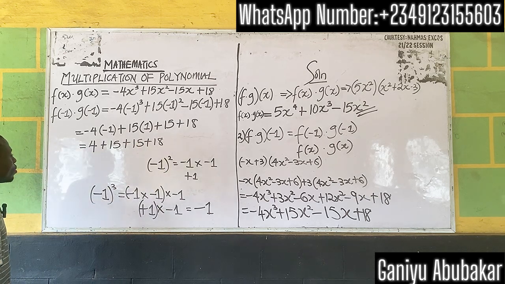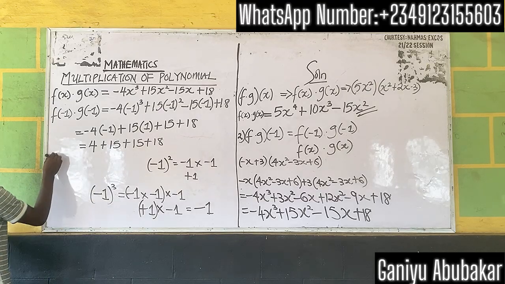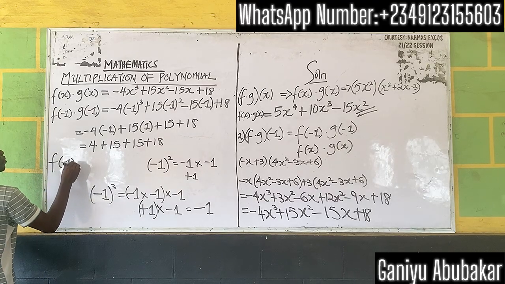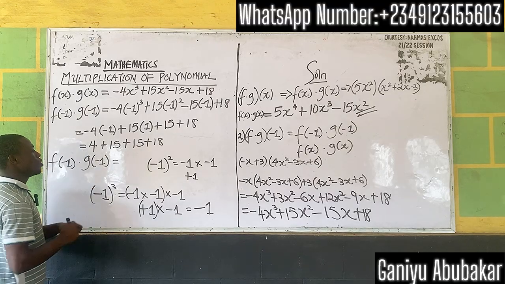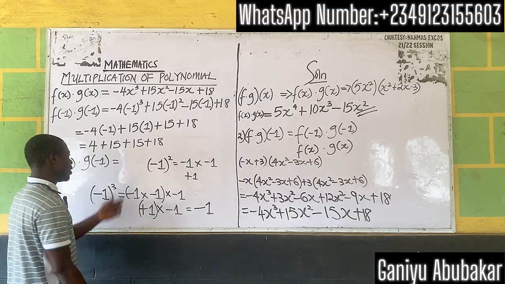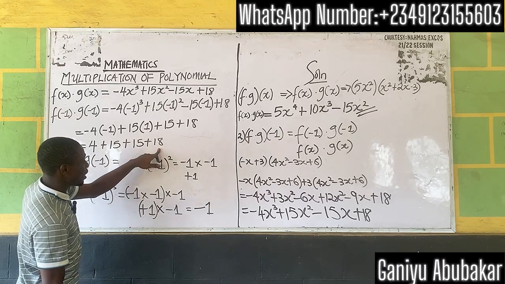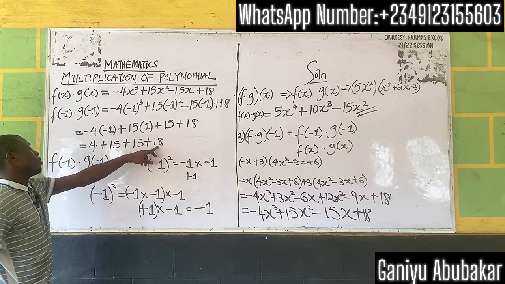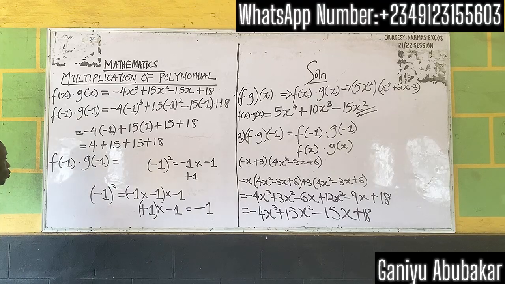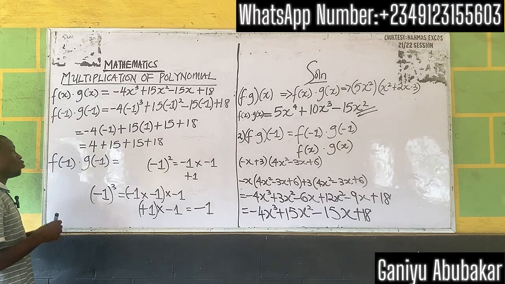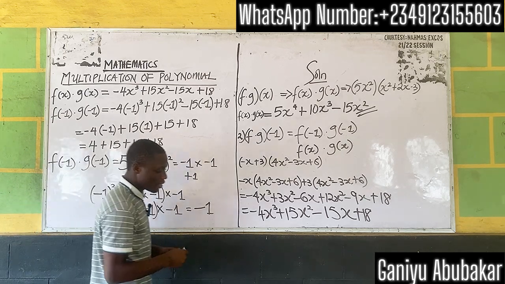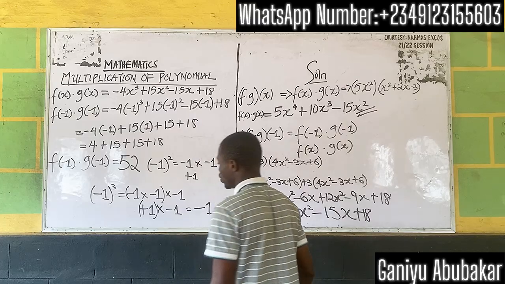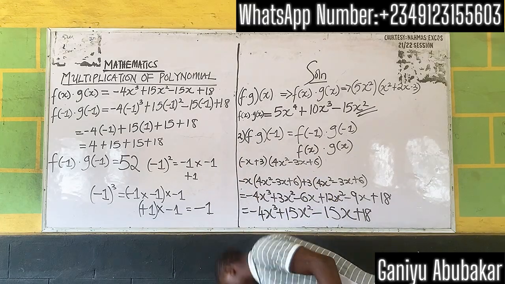Right? So what's my answer here? It means that f of minus 1 dot g of minus 1 will be equal to 15 plus 15, that's 30. 30 plus 18, that's 48. 48 with 4, so 48, 49, 50, 51, 52. All right, my answer here is what? 52. So the answer to f of minus 1 dot g of minus 1 is 52.